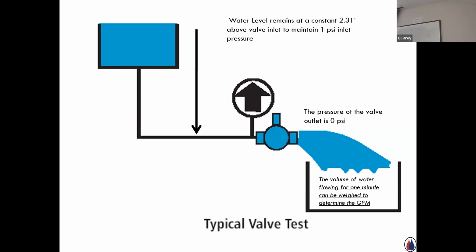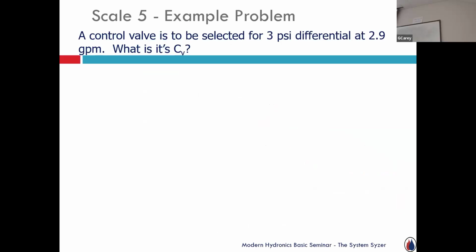The volume of water flowing for 1 minute can be weighed to determine the flow rate. And that's how they would test and say, hey, I did 6 gallons a minute, I have a CV of 6. I did 20 gallons a minute, I have a CV of 20. That's what that valve is rated for. That's where they come up with this CV.